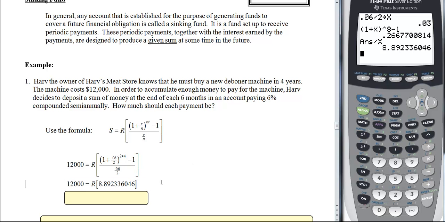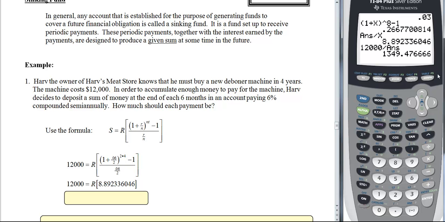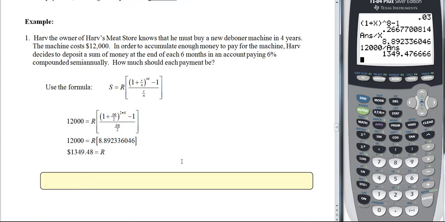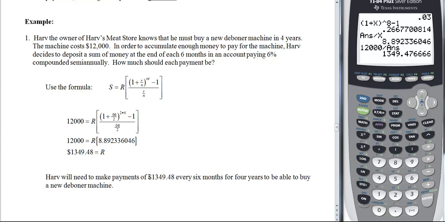Okay, but now I'm going to have to divide both sides by this. So now here I go. I've got 12,000 divided by, now you can type that all in if you want to, or do second answer and it'll pull that answer down. So he needs to deposit $1,349.48 every 6 months for 4 years in order to get that new deboner machine he wants.